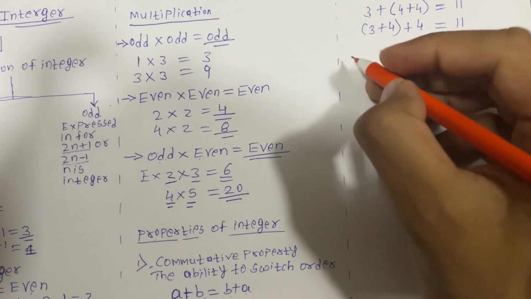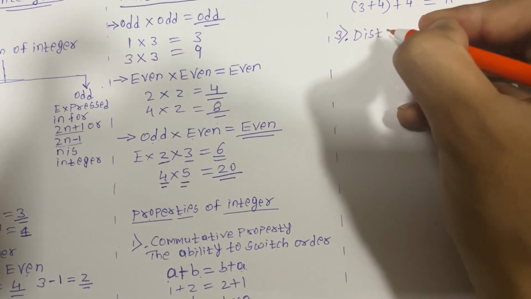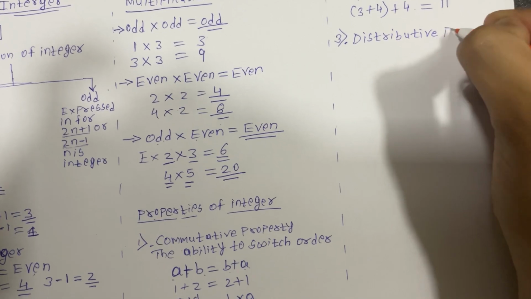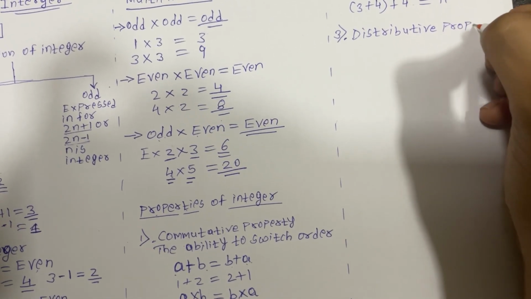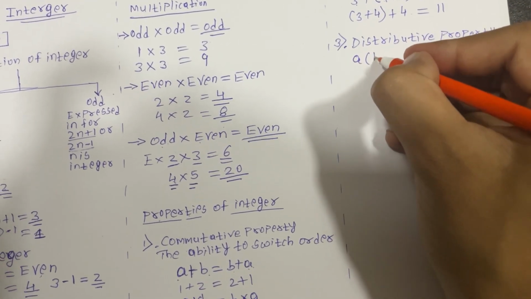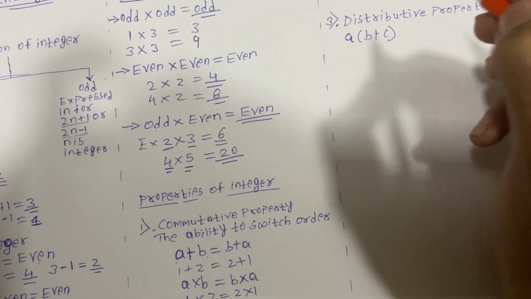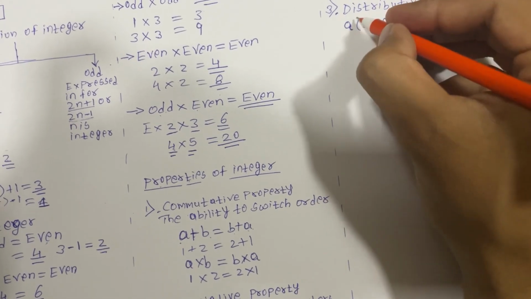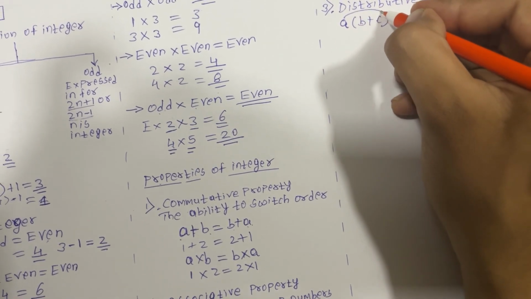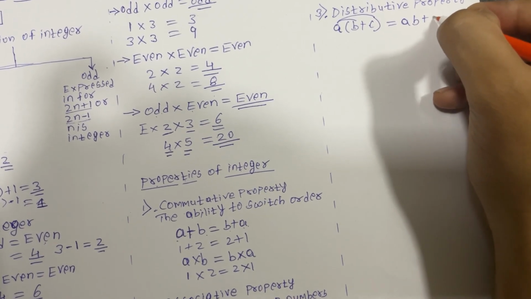So next property is, let's learn about third property. So next property is distributive property. Okay, so what is distributive property? So if we are given a into b plus c, so how to solve this bracket? That is called as distributive property. Like we have to distribute a in b and c, so we just have to multiply a with c and a with b. Okay, so this is a into b plus a into c.